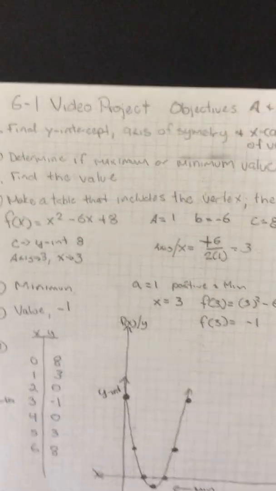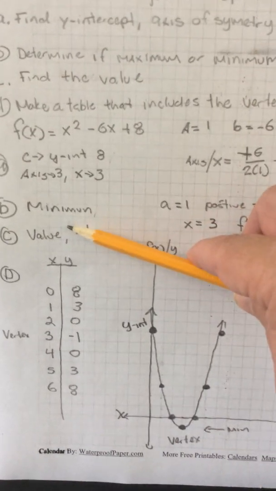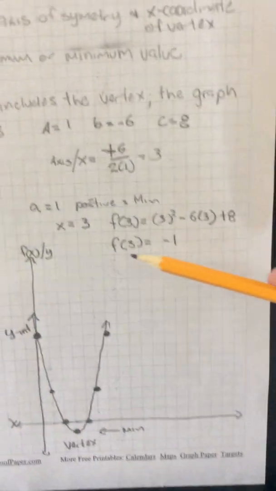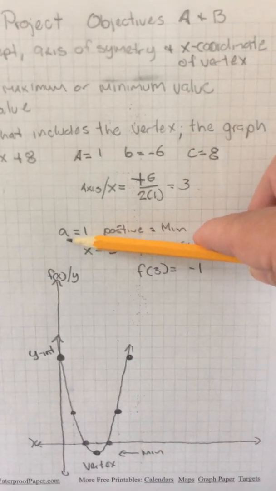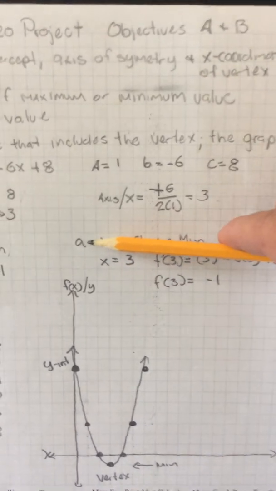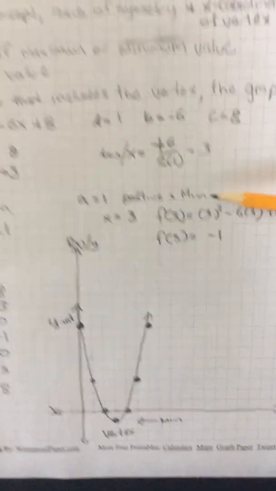Next part for this project is to identify the maximum or minimum. And here it is. It's a minimum. And how did I find that out? Well, according to the definition, a is the information we get from that. If it's positive, it's a minimum.